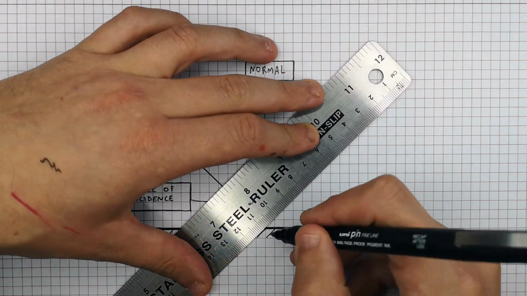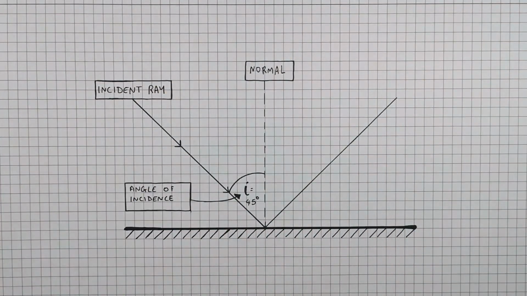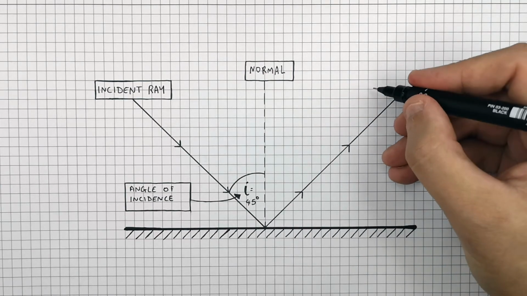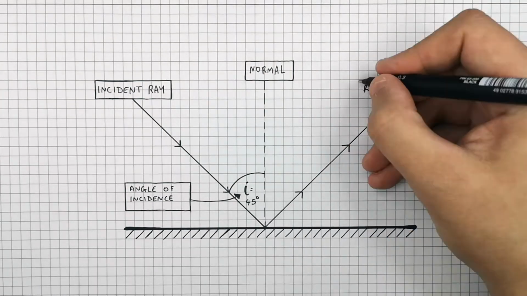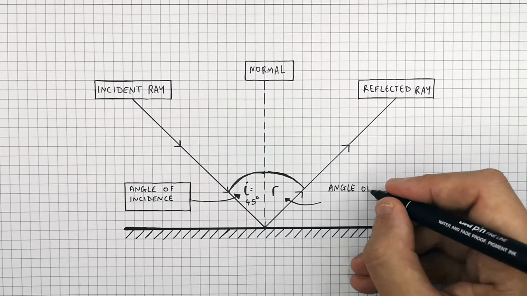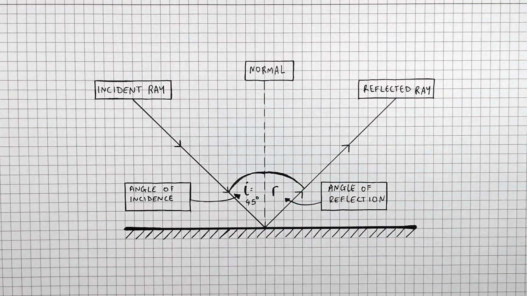So what I'm drawing here is the reflected ray. This is the wave that is reflected from the boundary, in this case the mirror. Reflected ray. And this is the angle of reflection. The angle of reflection. It is the angle between the normal and the reflected ray.